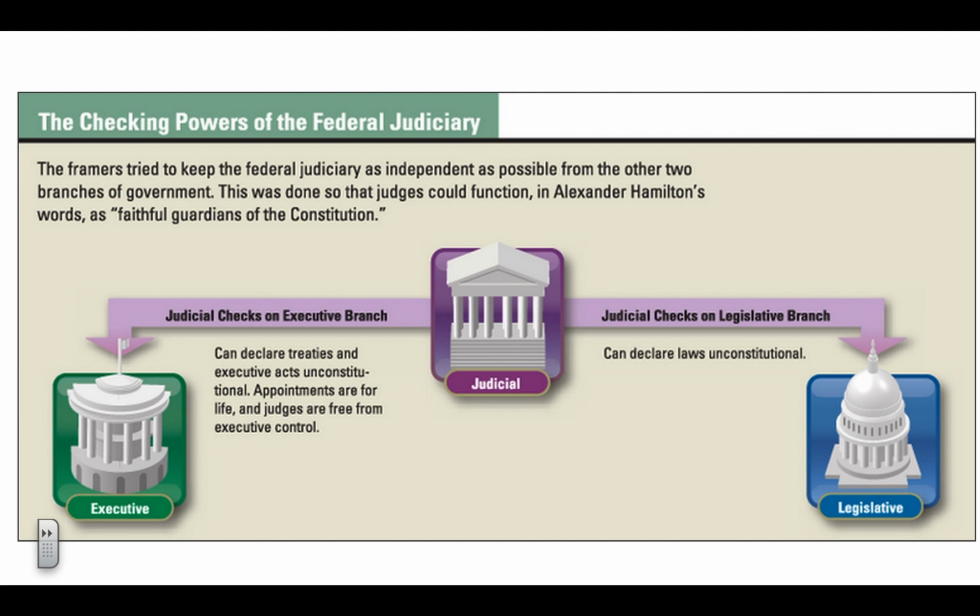And there's actually more of a picture of that judicial review that we're looking at there. So the checks and balances, they can declare treaties and executive acts unconstitutional. That's what the judicial branch can do. And the appointments are for life, meaning that they don't have to be elected. So they don't have to vote a certain way to get your vote, and it's supposed to leave them a little bit more non-biased. And then the judicial checks on the legislative branch is that they can declare some laws unconstitutional.